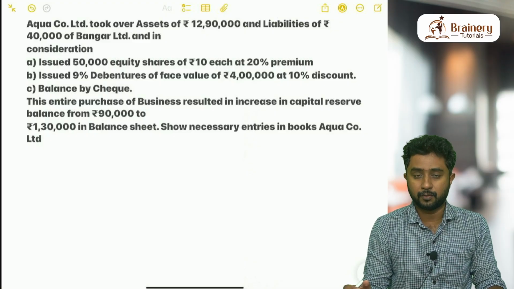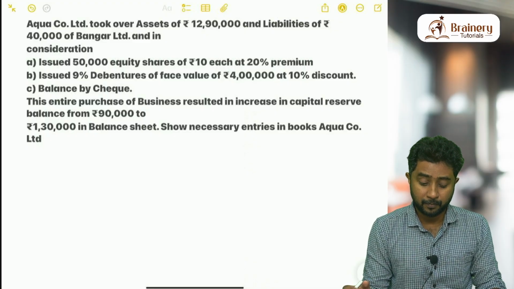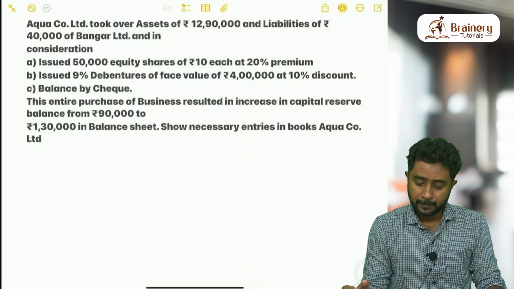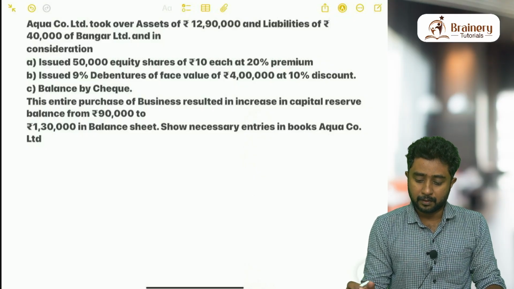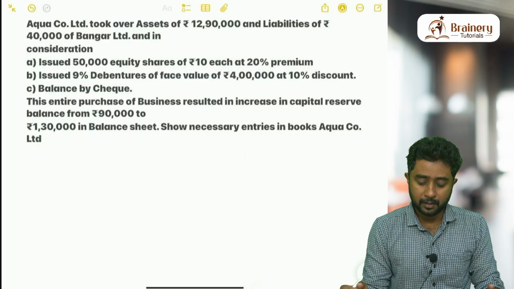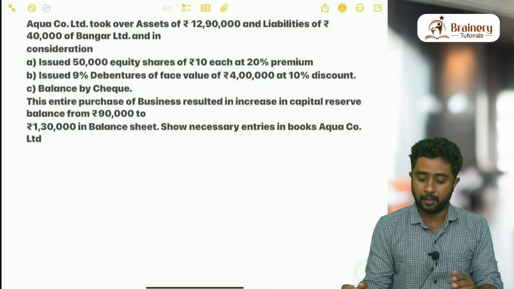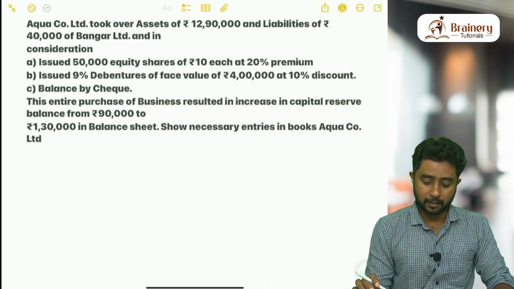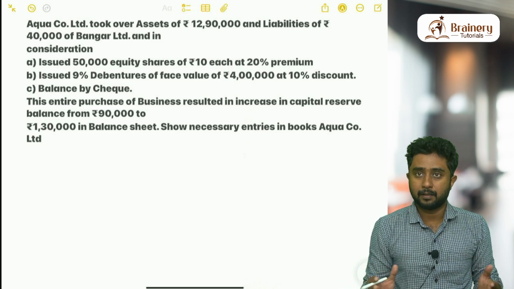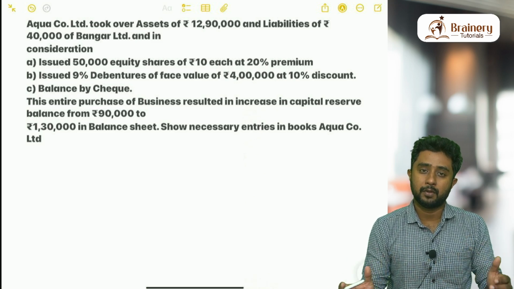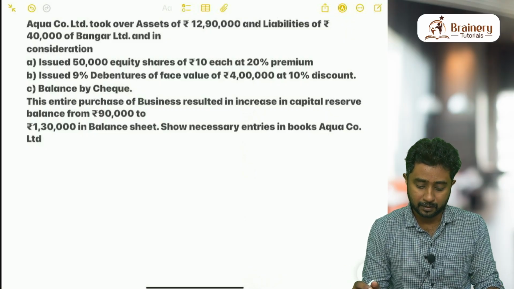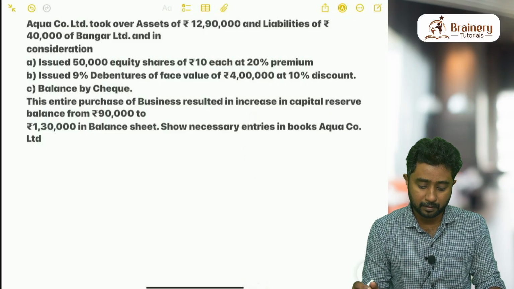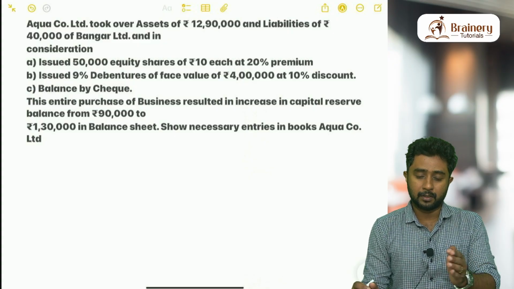One is in the form of equity shares: issued 50,000 equity shares of rupees 10 each at 20% premium. Second, issued 9% debentures of face value of rupees 4 lakhs at 10% discount. The balance is paid by cheque. How much the balance paid by cheque is not clearly given in the question. The entire purchase of the business resulted in the capital reserve balance going from 90,000 to 1,30,000.